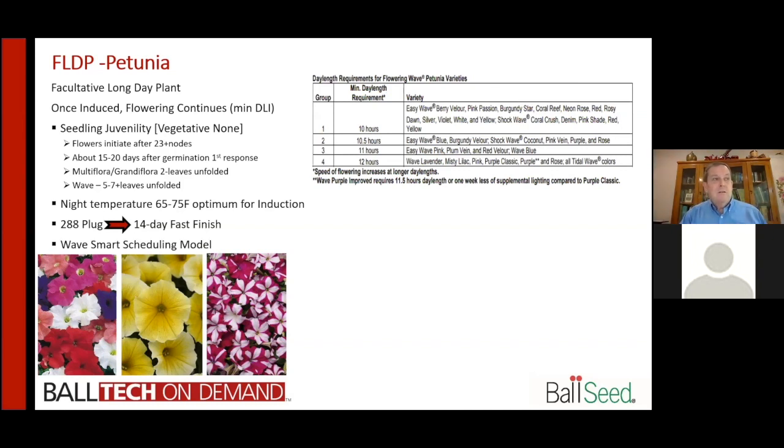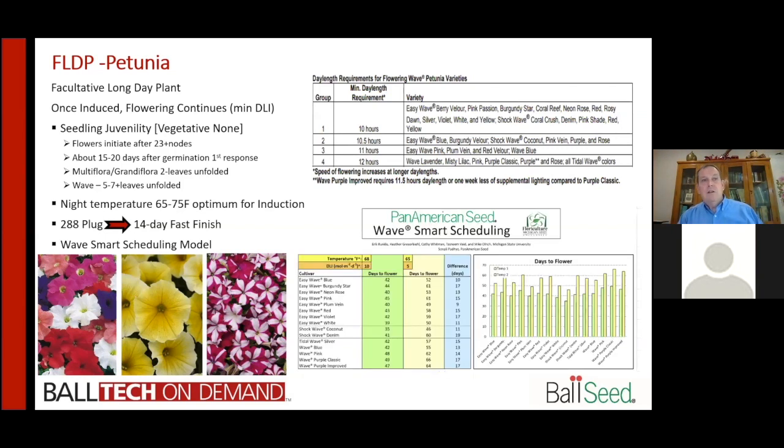So I mentioned this Wave Smart Scheduler, which is on the Pan Am website, and basically it will give you different temperatures that you're going to be forcing at, and then how many days to flower. And you can see on this chart that there is a range of speed of flowering. If you take a look at Easy Wave White under 68 degree night temperatures, once it's induced, you can flower in 39 days.